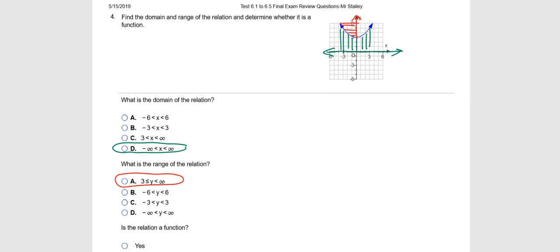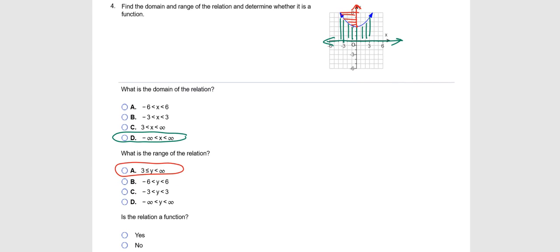Is that a function, yes or no? Does it pass the vertical line test? What do you think? If you pass a vertical line through it, it only hits one point at a time, right? Yes, that is true. It is a definite yes.